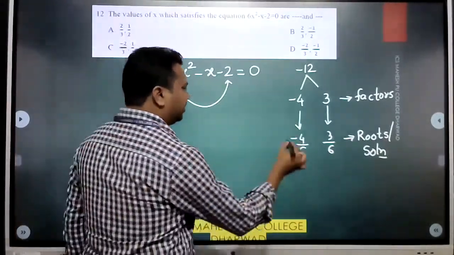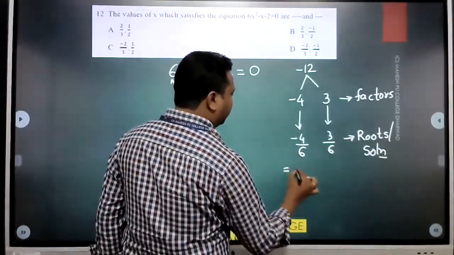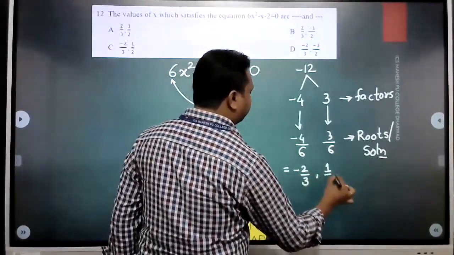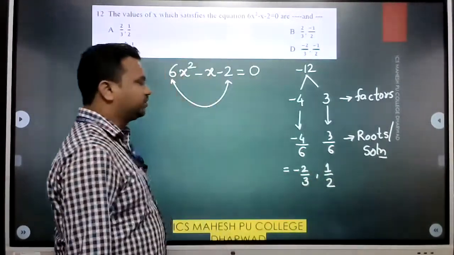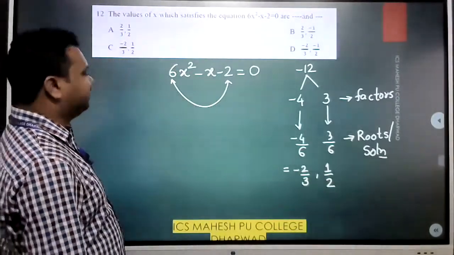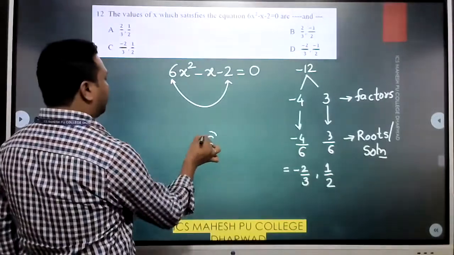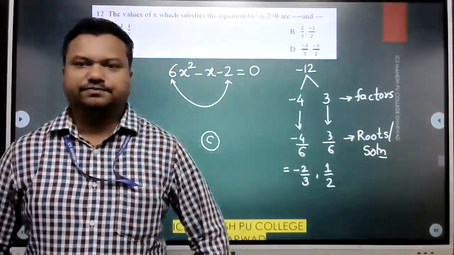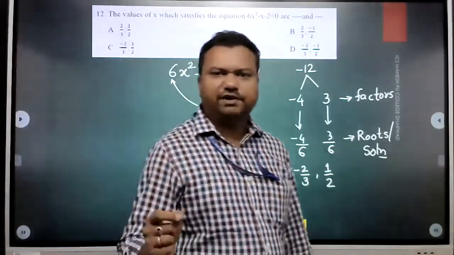So, what will be the value here? 2 2s are 4, 2 3s are 6. 3 ones are 3, 3 twos are 6. Minus 2 by 3 and 1 by 2. Hence, minus 2 by 3 and 1 by 2 means I will go with option C as the right answer. Clear? Right? So, a very simple way of understanding.